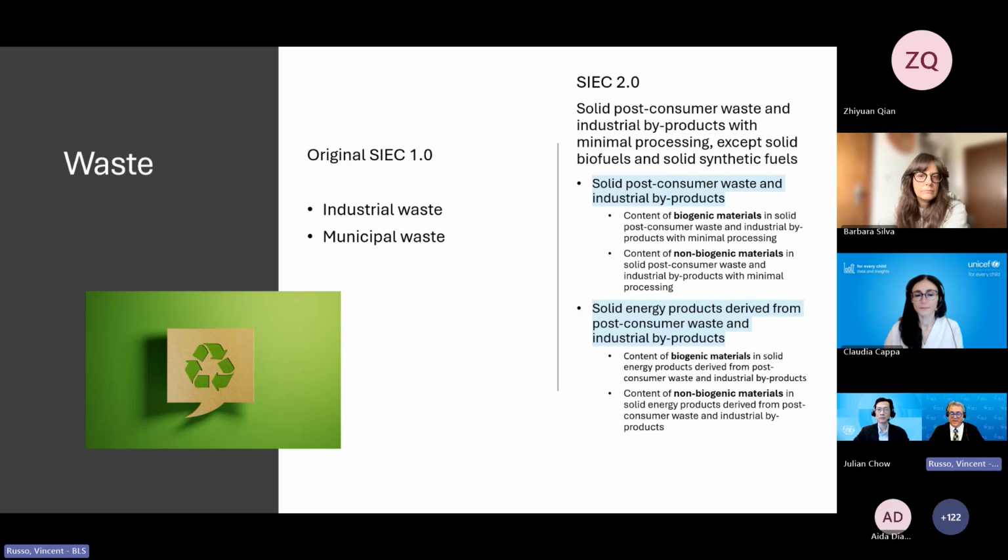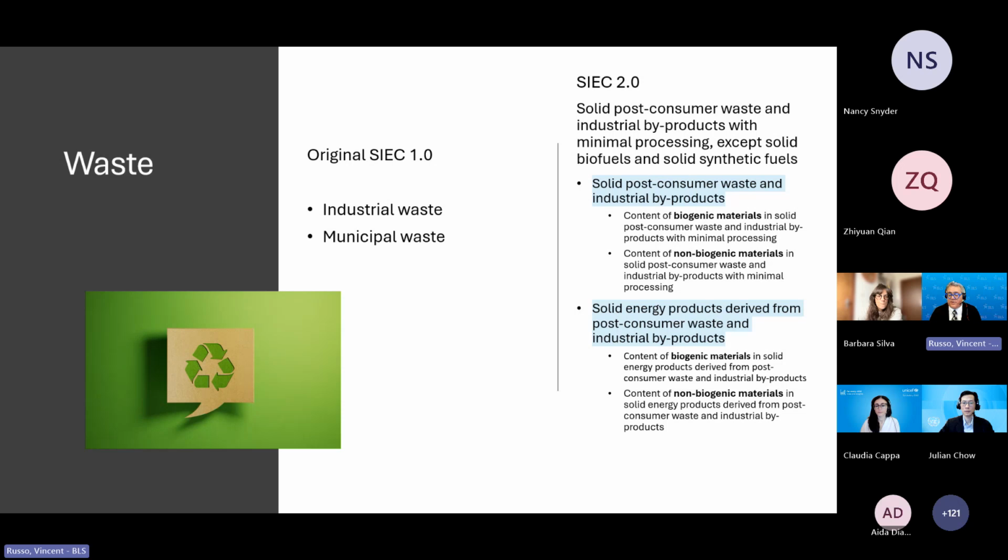For waste, the original SEAC 1.0 really had only two categories, industrial and municipal, and neither one of them really captured the essence of waste as an energy product per se. So in the revision, we now disaggregate waste in two ways. First, waste that's used directly as an energy source, so solid post-consumer waste and industrial products that are directly consumed for energy.